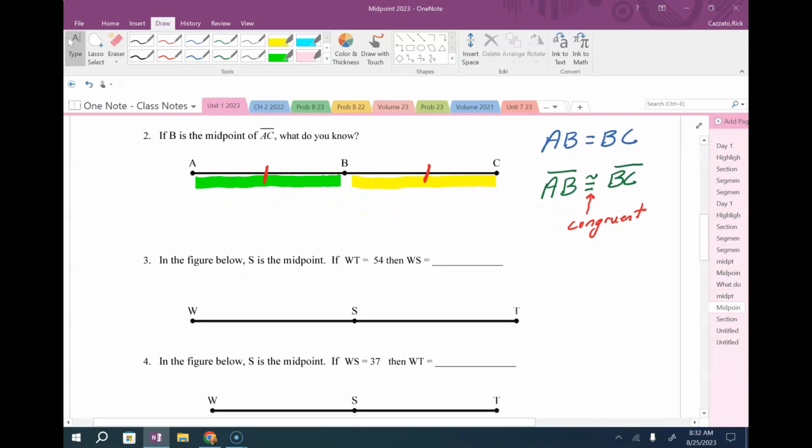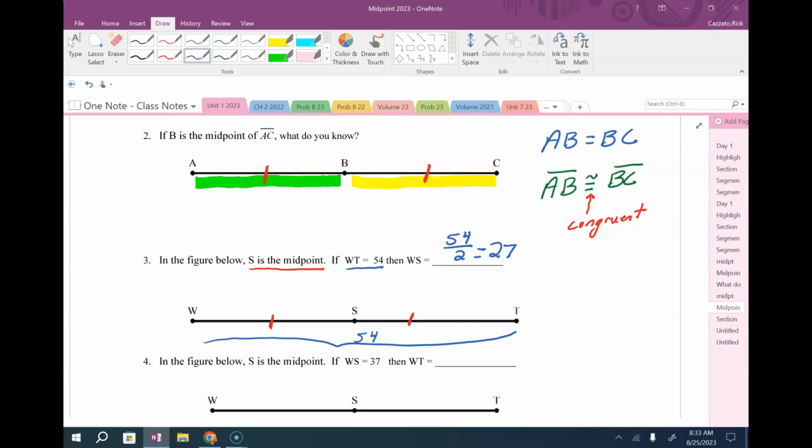So midpoint means the point is exactly in the middle. I always like to label the diagram. So it says, and read it first, S is the midpoint. So we know these two pieces are equal. And then it says WT, that's the whole thing, is 54. So to find each piece, we would cut that in half. So 54 divided by 2, and I believe we're going to get 27 when we use our calculator.